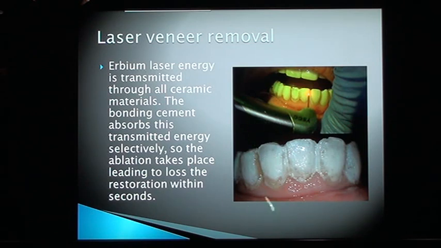Sometimes we make a mistake in cementation for one veneer and we have to remove it. Many times we cannot remove it and we need to cut it. But with laser we can remove it easily. No anesthesia, no pain. For me, for one jaw, 10 pieces, I need maybe 5 to 7 minutes to remove all veneers.